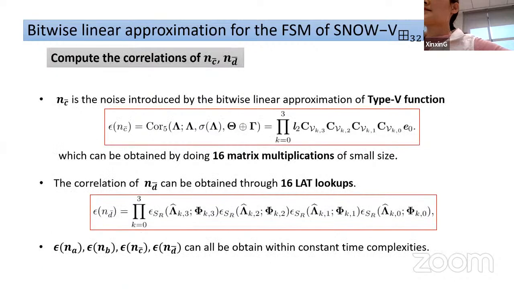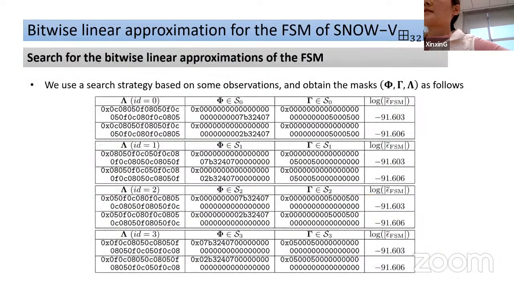Fortunately, their correlations can both be obtained with constant time complexities. Based on the above, we obtain our best approximations and also propose a faster correlation attack, which is less efficient than the brute force attack.